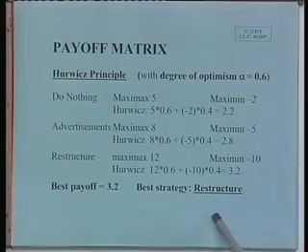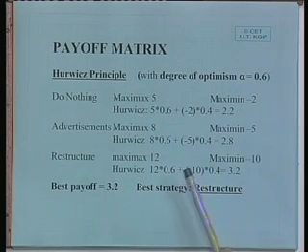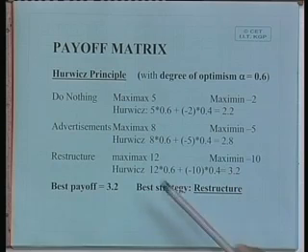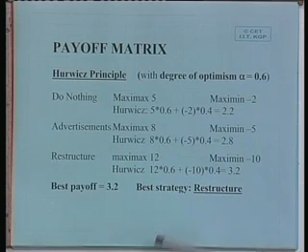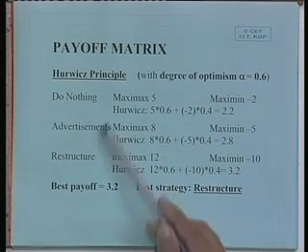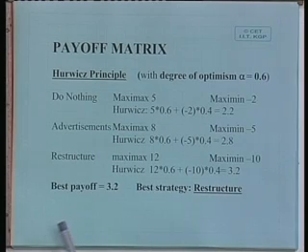So, what is our strategy then? Our strategy will be either do nothing or advertisements. So, you can see that with 0.6 restructure, with 0.5 the strategy changes. So, as you increase the degree of optimism, probably you move towards restructure. As you decrease the degree of optimism, you move towards do nothing. So, one end is do nothing, another end is restructure. You move from do nothing to restructure depending on your degree of optimism.